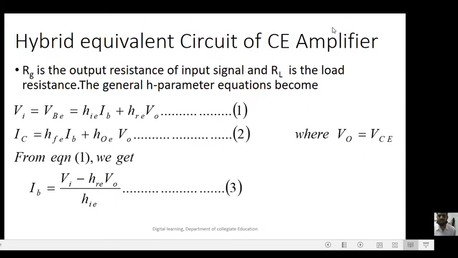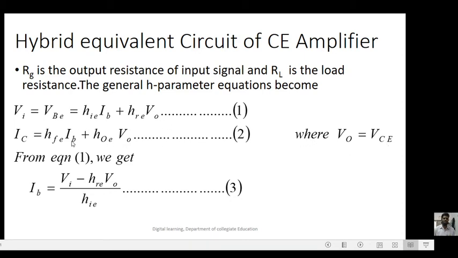Hybrid equivalent circuit of a CE amplifier. RG is the resistance of the input signal source and RL is the load resistance. The general h parameter equations become: VI equals VBE, the input voltage, the base to emitter voltage, equal to hie IB plus hre V0. This is equation number 1. IC is equal to hfe IB plus hoe into V0, equation number 2, where V0 is equal to VC.